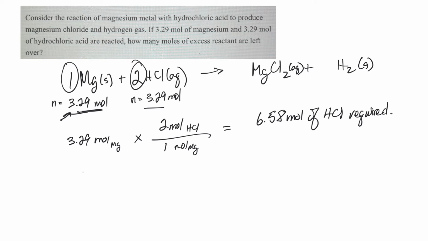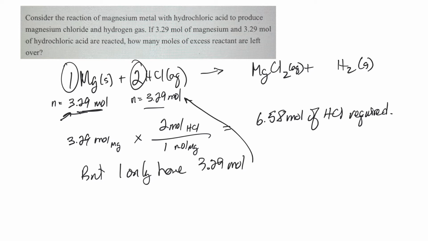Okay, but I only have 3.29 moles. That's that one. So therefore, HCl is limiting. It's the limiting reactant. So you're going to have magnesium left over.